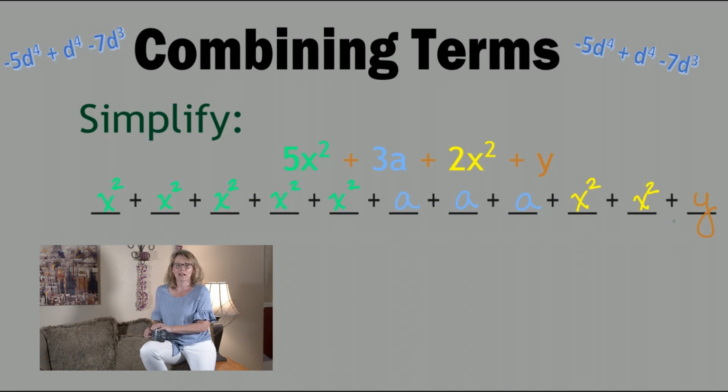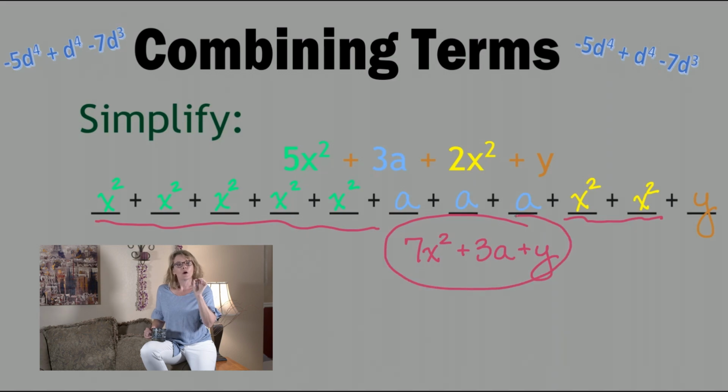Now that it's all expanded out, see what we can put back together? Do you see all these x squareds? We can count up how many there are. 5 here plus 2 here equals 7 for 7x squareds. Added to that are the 3 a's and the 1 y hanging out. The final simplification is 7x squared plus 3a plus y. Notice that we cannot combine anything else. Great job hanging with that one.